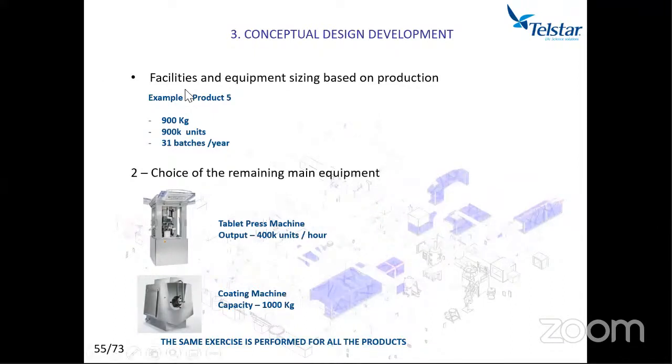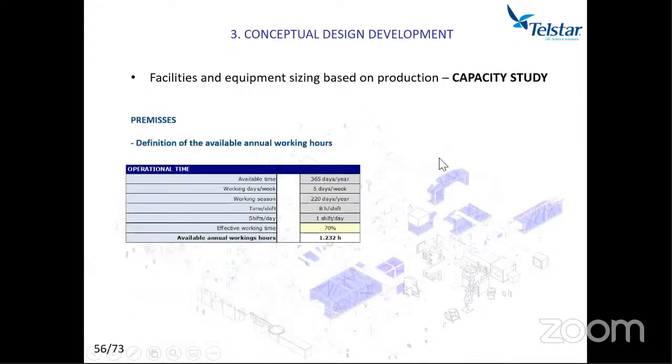I'm showing here product number 5. We are doing the same for every product, discussing what are the needed machines. With this, we have a first idea. Okay, then next, we must know the number of days we are working so that we have a good idea of the capacity.